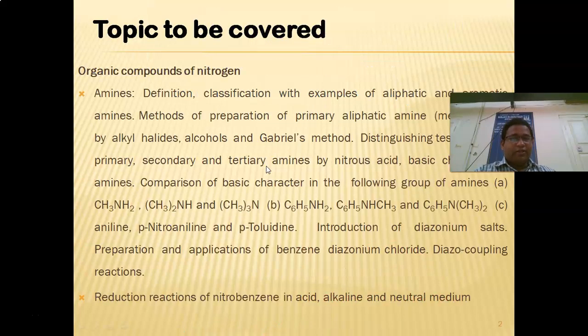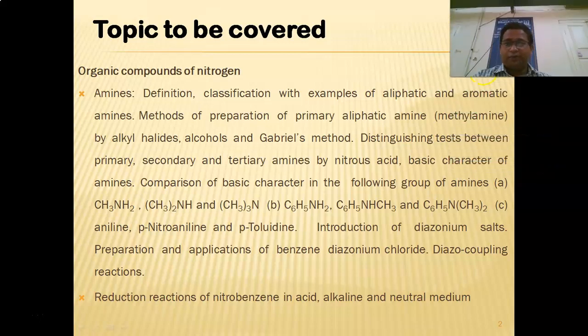So amines, the syllabus I have to cover in this presentation: organic compounds of nitrogen, amines, definitions, classification with examples of aliphatic and aromatic amines, the methods of preparation of primary aliphatic amine, that is methylamine, by alkyl halide, alcohols, Gabriel's methods, the distinguishing test between the primary, secondary and tertiary amine by nitrous acid, the basic character of amine, the comparison of basic characters in the following groups of amines: A, methylamine, dimethylamine, triethylamine; B, aniline, N-methyl aniline, N,N-dimethyl aniline; C, aniline, para-nitroaniline and para-toluidine.